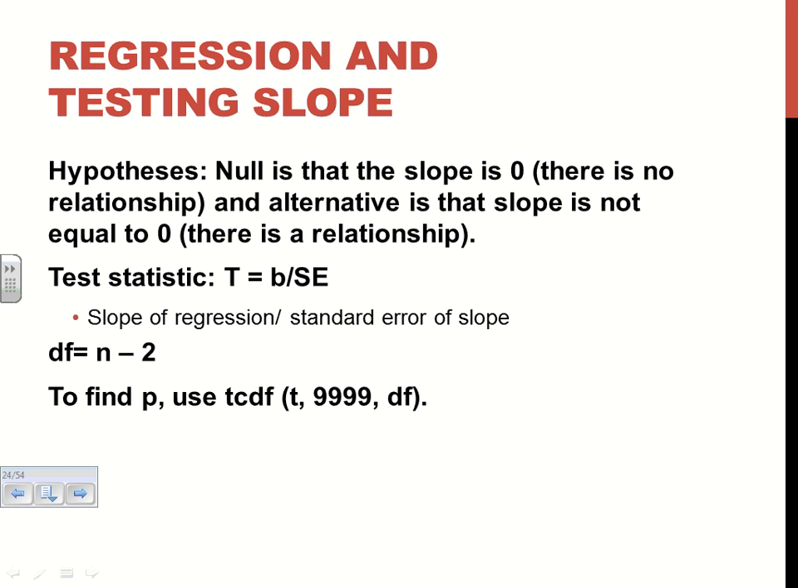Okay. Regression and testing slope. Almost done. Hypothesis: the null is that the slope is 0. There is no relationship. And the alternative is that the slope is not equal to 0. There is a relationship. So it could be greater than, less than, or not equal to. So here are the test statistic, the slope of the regression, and degrees of freedom, and you can always find P using the tcdf. Don't forget some of those things.